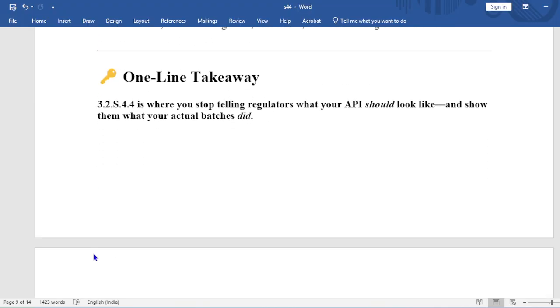So what is the one-line takeaway for 3.2.S.4.4? It is where you stop telling the regulators what the API should look like and show them what the actual batches did. So this is all about the batch analysis 3.2.S.4.4. In the upcoming session, we'll talk about 3.2.S.4.5, which is the justification of specification.